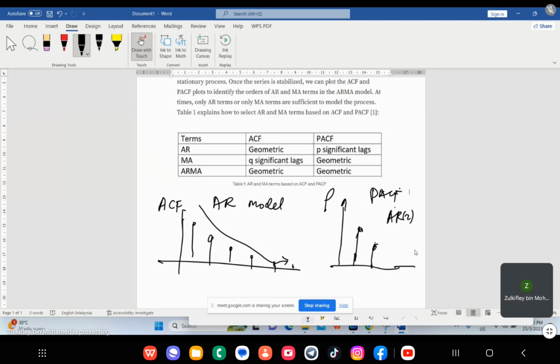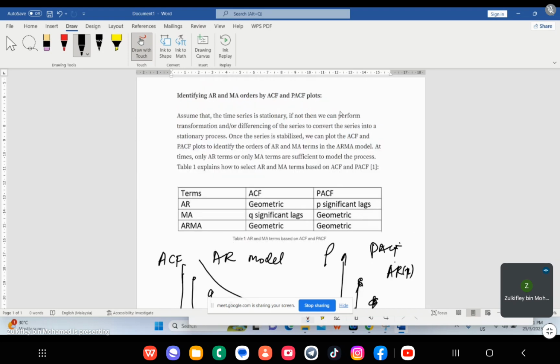For AR model, ACF-nya mesti geometrically decreasing, while PACF-nya dia ada 2 palang. Kalau 2 palang, AR2. Kalau 1 palang, AR1. Itu cara mengenal pasti AR model dan MA model berdasarkan kepada graf, berdasarkan kepada plot, ACF plot and PACF plot. Faham?